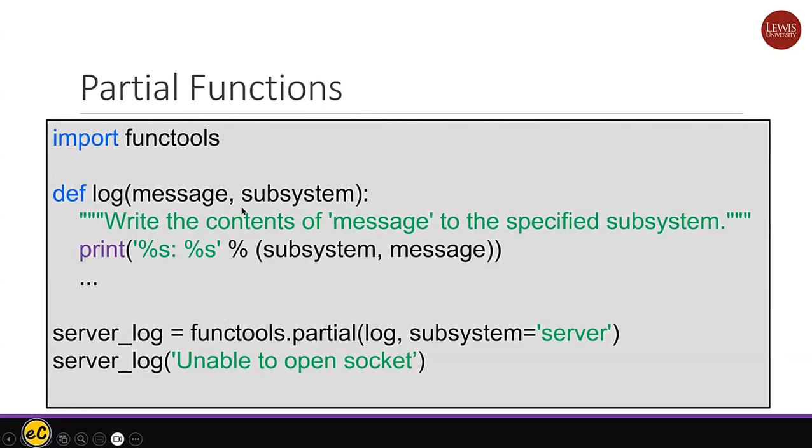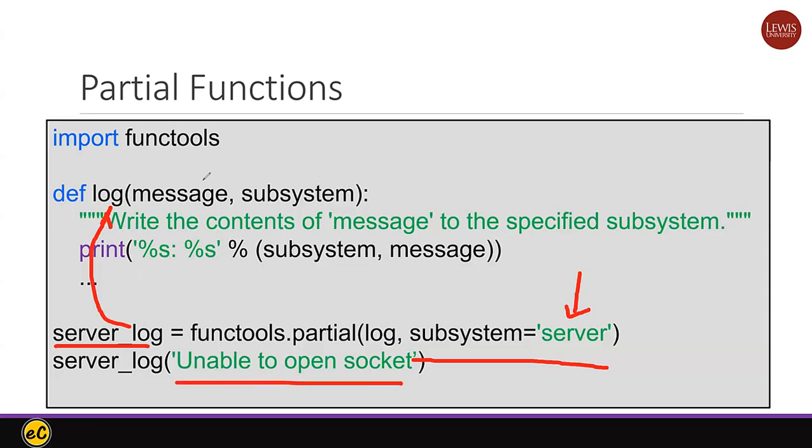So here we have a log function, and then we have a print for this. A partial function is one where we can fix a parameter with a server, and this creates a partial function called server log. So server log is a partial function of the log function. It takes only one parameter. Now only the message part is a parameter. The subsystem has already been fixed. So server log is considered to be a partial function of the log function.